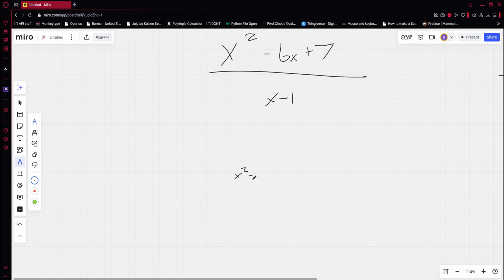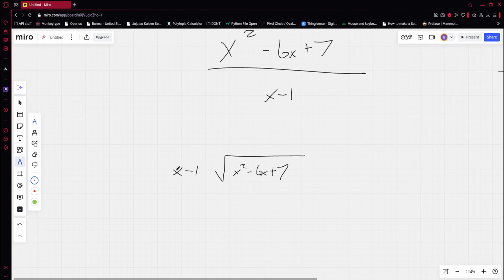So, x squared minus 6x plus 7 divided by x minus 1. So, what do we have to multiply this by to get this, right? And the answer is just x. How do you get x squared? You multiply x by itself.